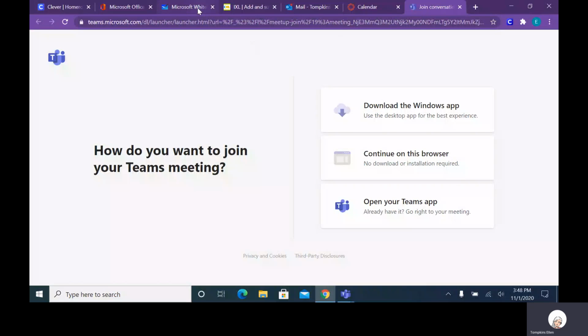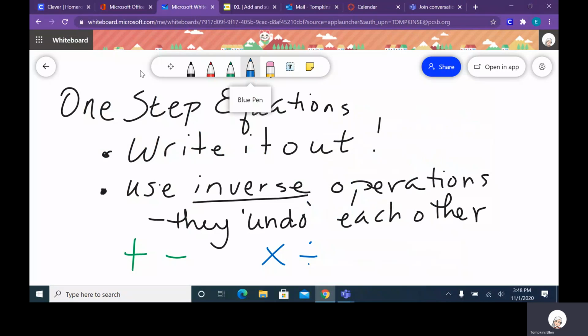All right, we're working on one-step equations. So let's take a look at that. With one-step equations, you need to write it out, and you're going to use inverse operations. The inverse operations undo each other.